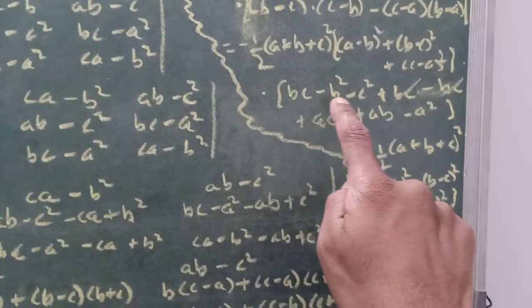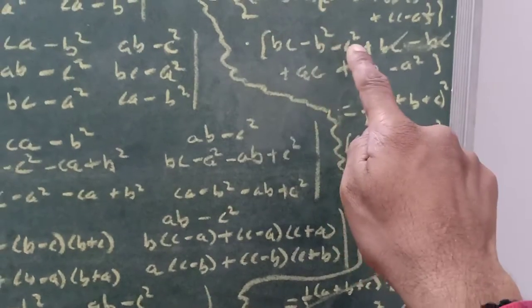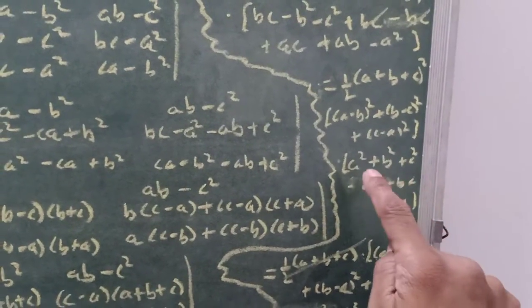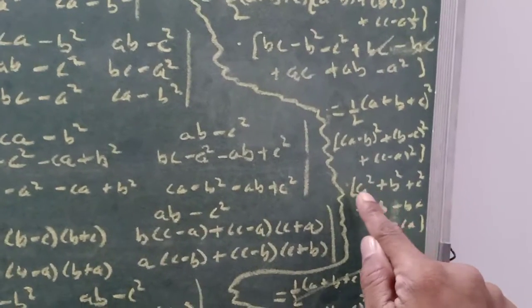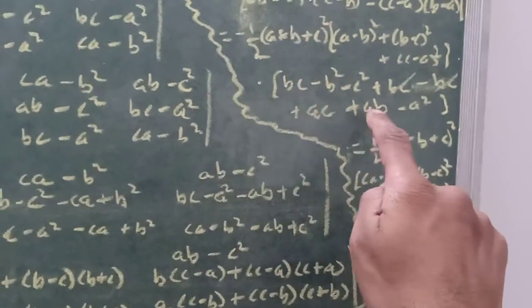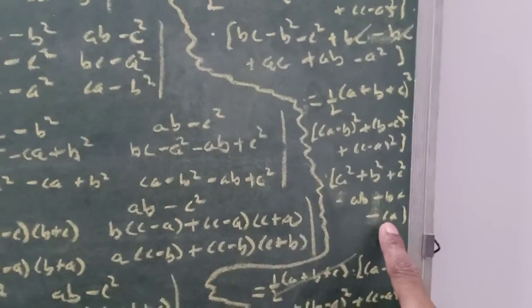So this will become what? B square plus C square plus A square, because minus term will become plus when we are multiplying this minus inside this bracket. So we'll get what? A square plus B square plus C square. This will become minus AB minus BC minus CA, you see here.